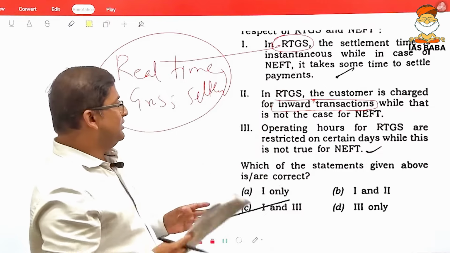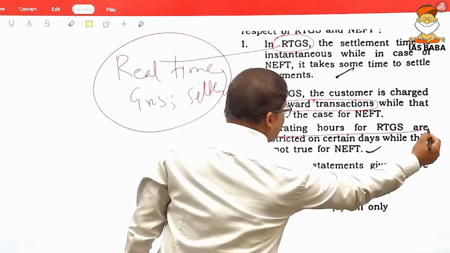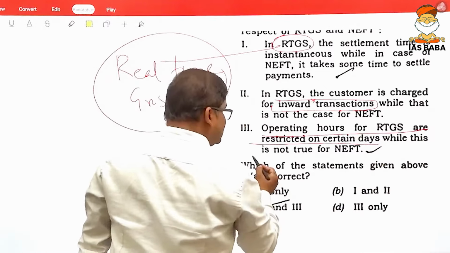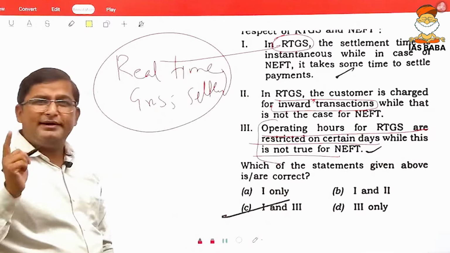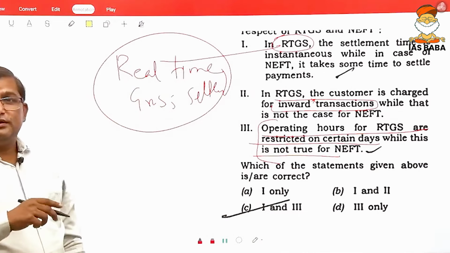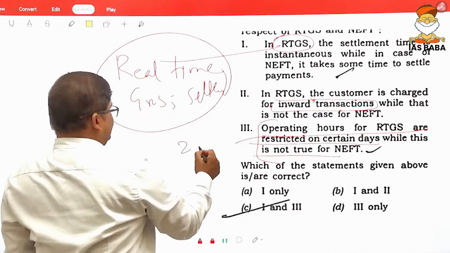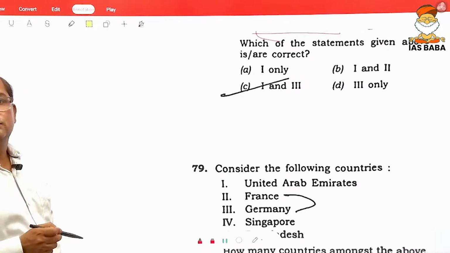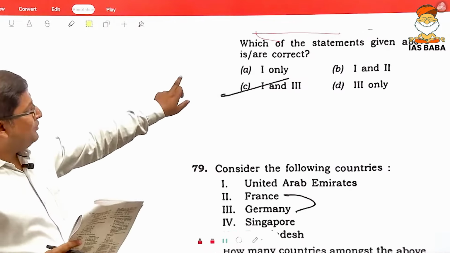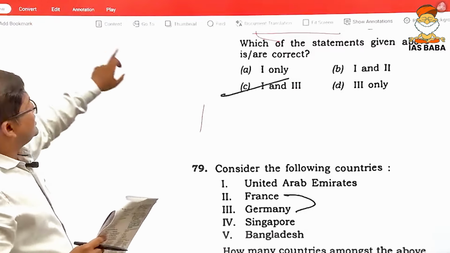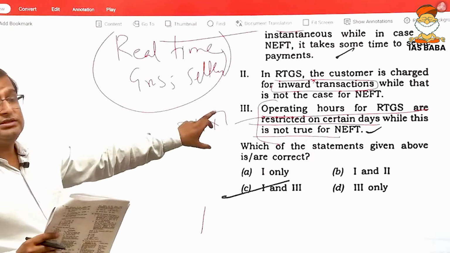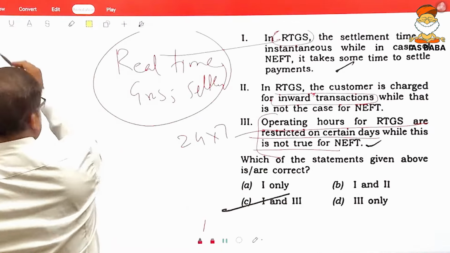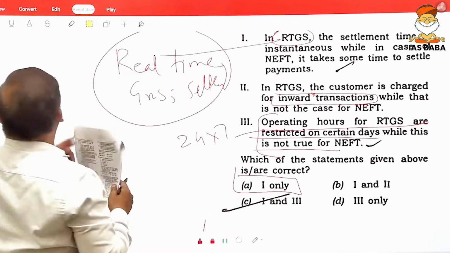Now come to statement 3. Operating hours of RTGS restricted on certain days, while NEFT, this is not true. Both RTGS and NEFT operate 24/7. All day, even including holidays, they operate. So statement 1 is correct. Statement 2 and statement 3 are not correct. So the answer would be A, only one. Now come to the next.